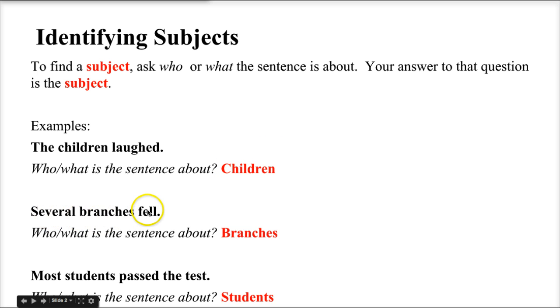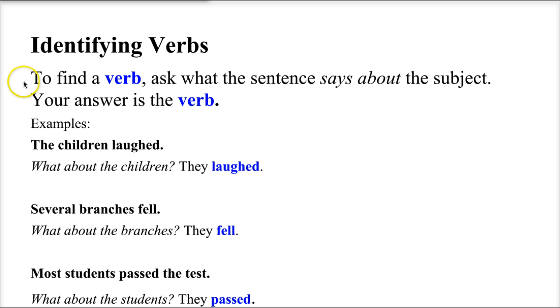Several branches fell. Who or what is that sentence about? It is about the branches. And then finally, most students passed the test. Who or what is the sentence about? It's about the students. Next, we're going to review how to identify verbs in your sentence.